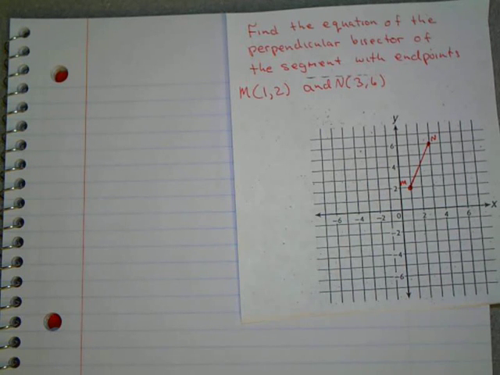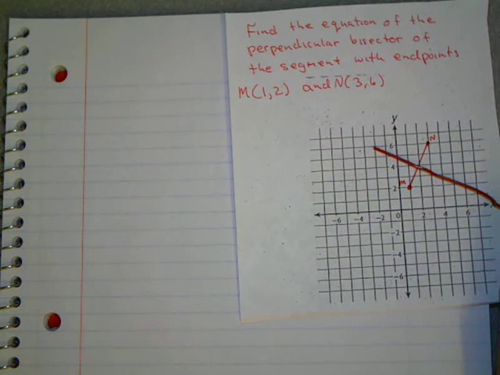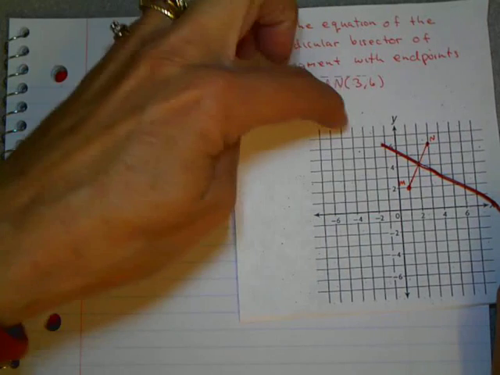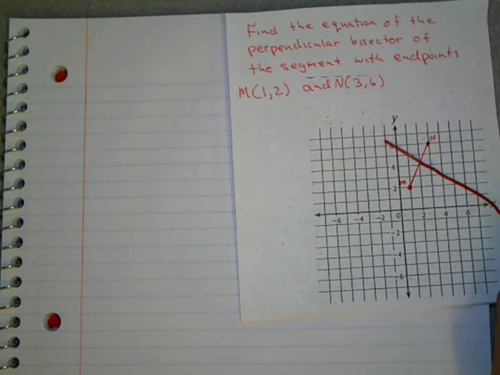We're going to find the equation of the perpendicular bisector of the segment with endpoints (1, 2) and (3, 6) today. Now, a perpendicular bisector is a line that's going to go right through the middle of segment MN, because that's a bisector, and it's got to be at right angles with the segment. So that's pretty much what we're looking for right here.